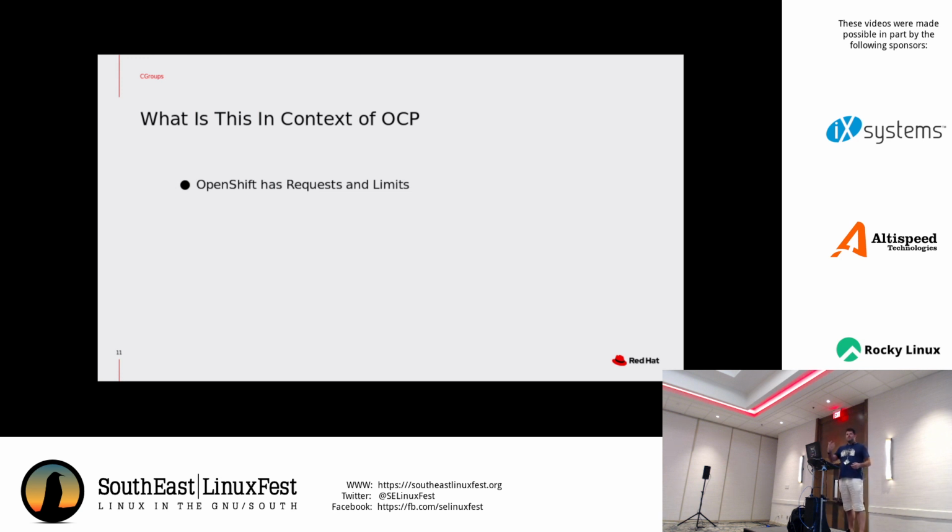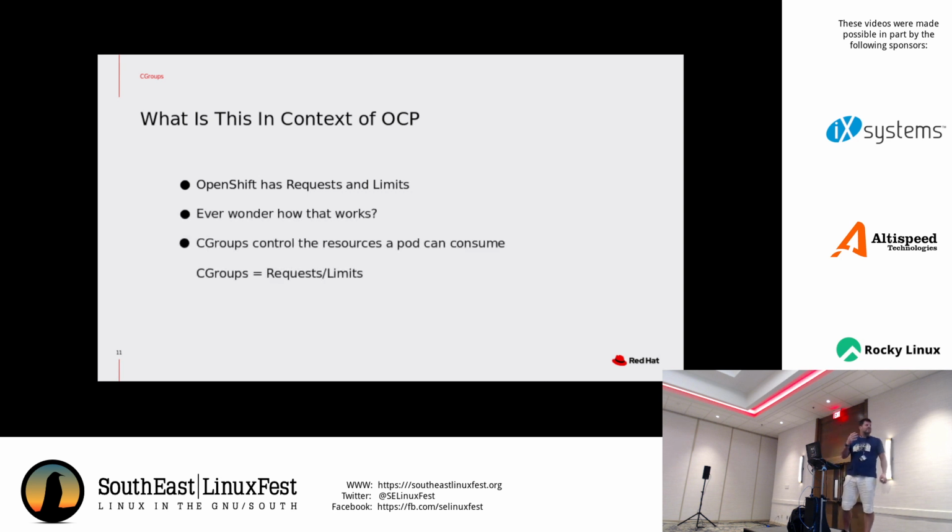So Kubernetes and OpenShift have this idea of requests and limits. How does it achieve this? Well, it works with CGroups, and what CGroups do is essentially take a PID, make an internal group out of it, and then apply permissions to the group.